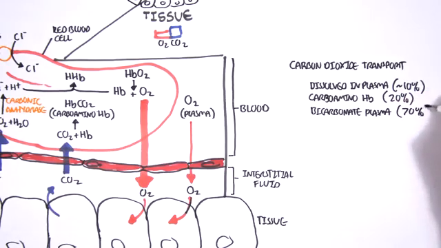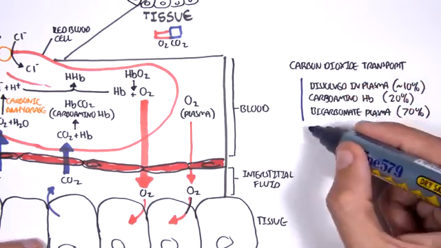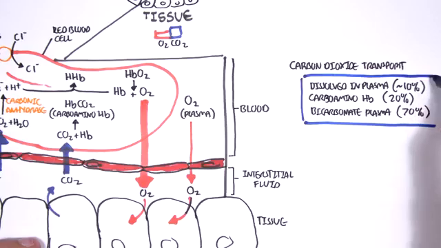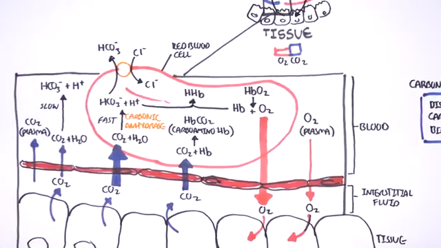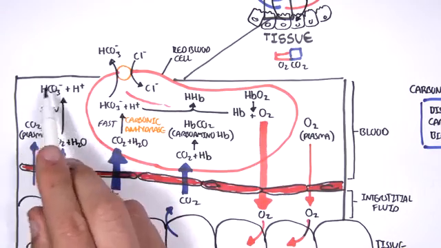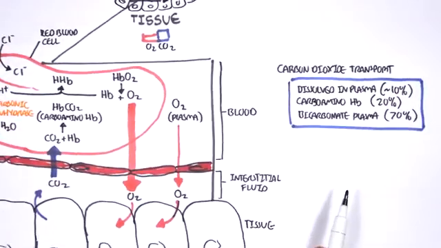But again, forming bicarbonate, there are two ways. One is that it can be formed in red blood cells, which is a fast process, or it can be formed in the plasma itself, which is much slower.